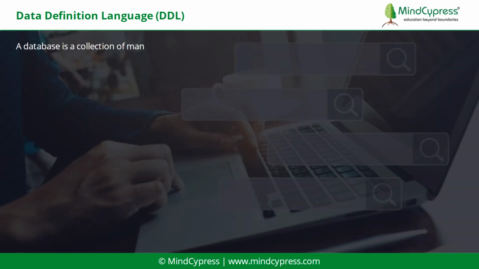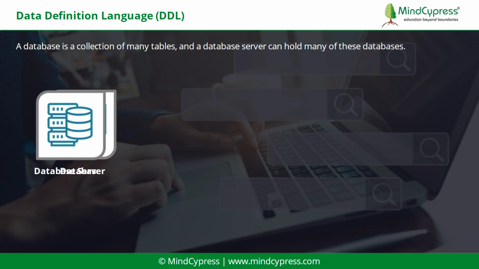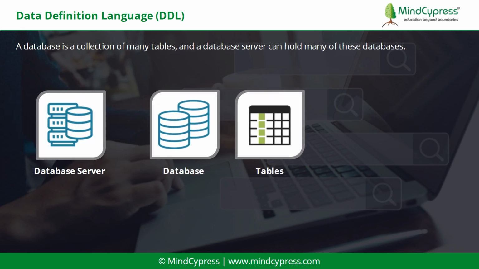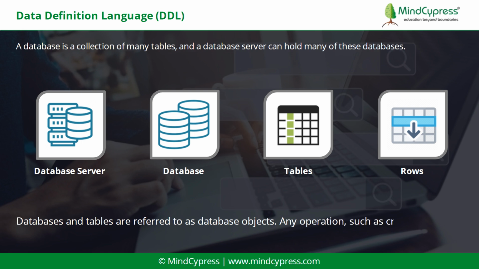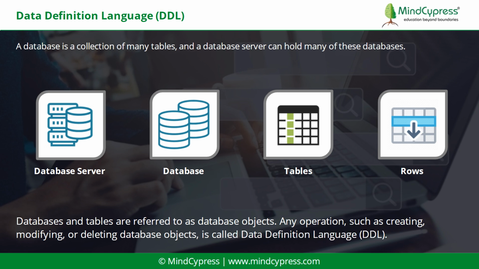A database is a collection of many tables, and a database server can hold many of these databases. Database server, then databases, then tables, defined by columns, then rows. Databases and tables are referred to as database objects. Any operation, such as creating, modifying, or deleting database objects, is called data definition language, DDL.